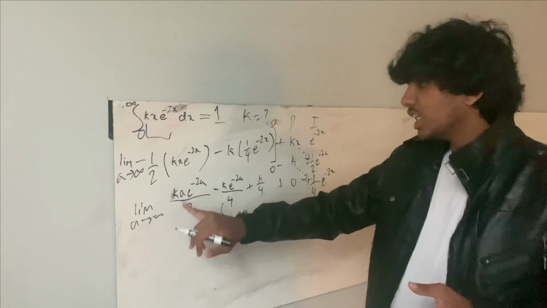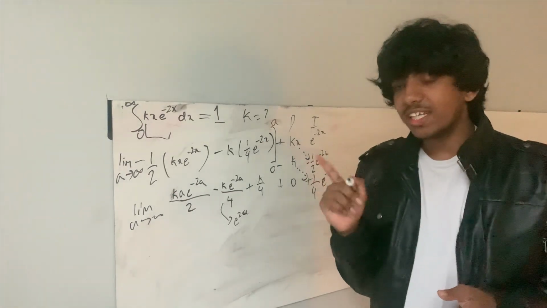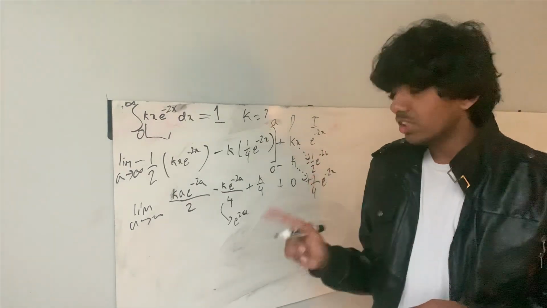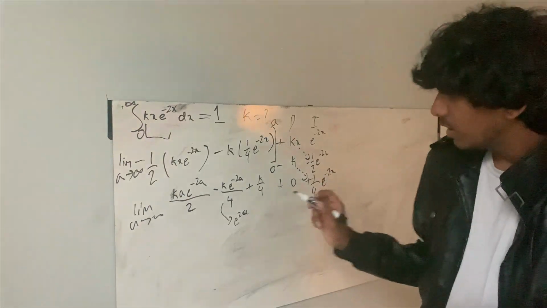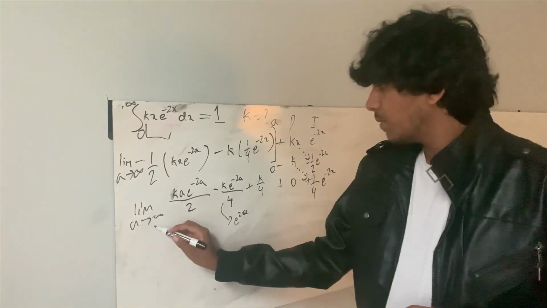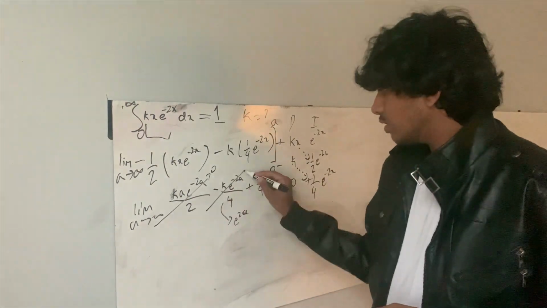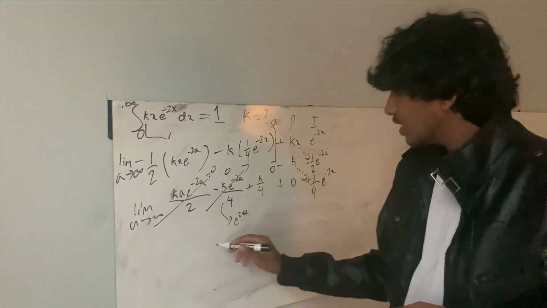Same thing here. Even though I have an a on the top, I'm still going to get 0 because that e will grow really, really quickly. So after evaluating this limit, both of these would actually go to 0. So that leaves k over 4.